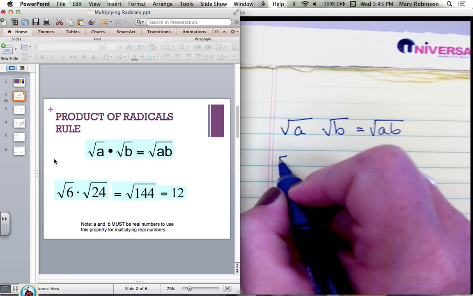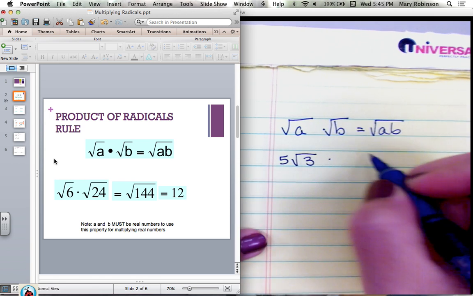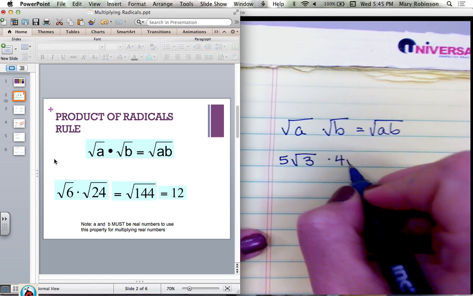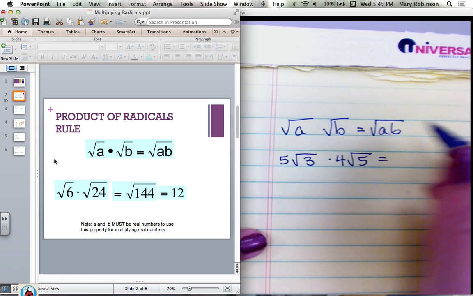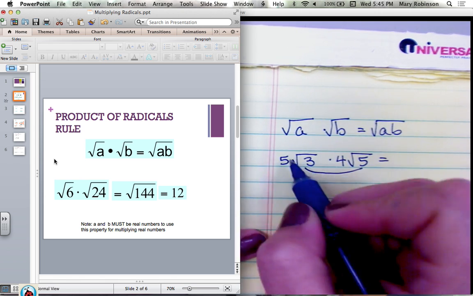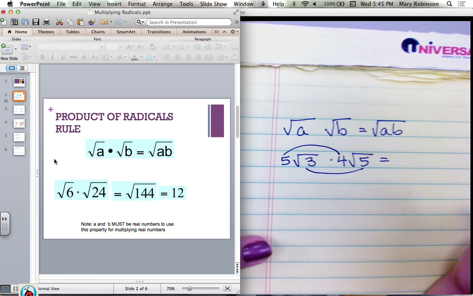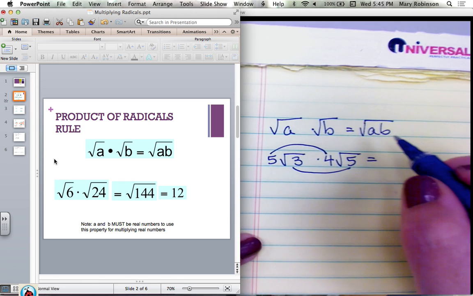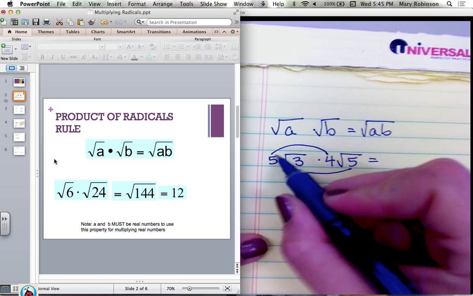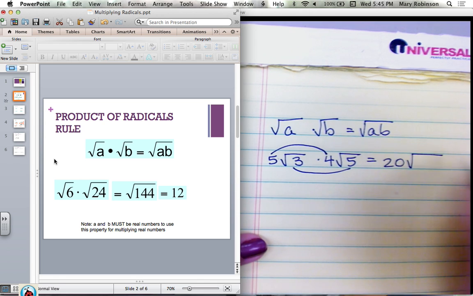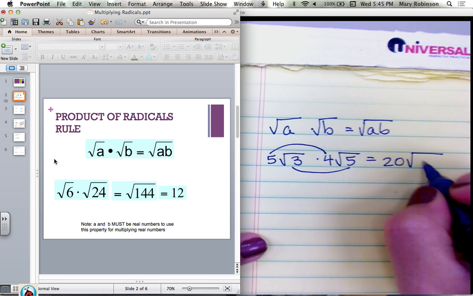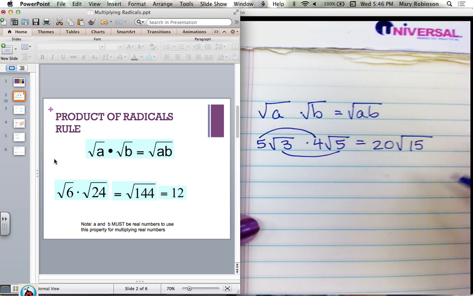Similarly, if I have 5 square root of 3 times 4 square root of 5, I can still multiply my radicands together. I can also multiply numbers outside of a radical together, or rather any number that's not under a radical. So to simplify this, 4 times 5 would give me 20, and 3 times 5 gives me 15. If I can further simplify, I should, but 15, the only factors are 5 and 3, besides 1 and 15, and that does not help me to simplify, so I'm done there.